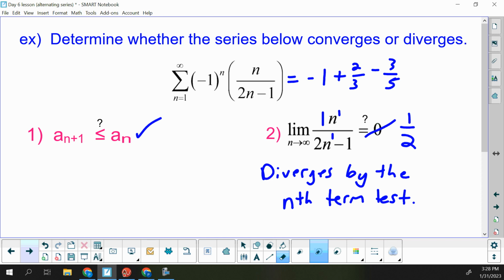So what's great about alternating series tests is if that second condition fails, you're already done with the problem, because you'll be able to say it diverges by the nth term test.